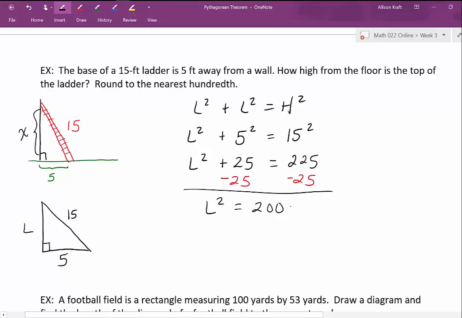I don't want to know what L squared is, but I want to know what L is. We want to know what number raised to the second power is equal to 200. That's the same as finding the square root of 200. 200 is not a perfect square, therefore we're going to have to use our calculator to find this. Plugging it into our calculator and rounding to the nearest hundredth, we get L to be equal to 14.14 feet.